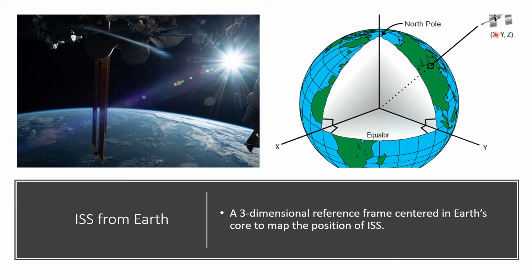So if I were to look at the entire galaxy, the Milky Way, I would be looking at it from the center of the Milky Way. That would be my frame of reference. If I was looking at the solar system, I would be standing in the center of the sun, trying to pinpoint the locations of all the planets from the center of the sun. That would be my frame of reference. And in this case, since I'm observing the ISS, I'm standing in the center of the Earth, and that's where my frame of reference lies, and that's where I'm locating the position of the ISS.